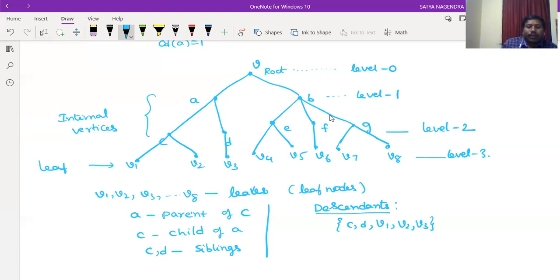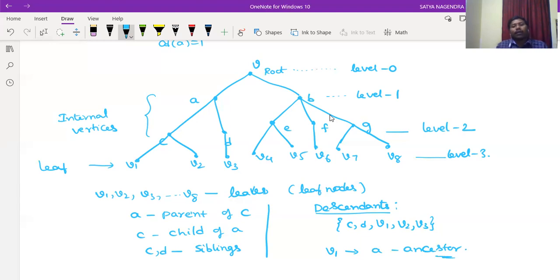Next, for C, A is the parent node. If you observe vertex V1, here A is called an ancestor. For V1, C is the parent and A is the ancestor, like that you can take.